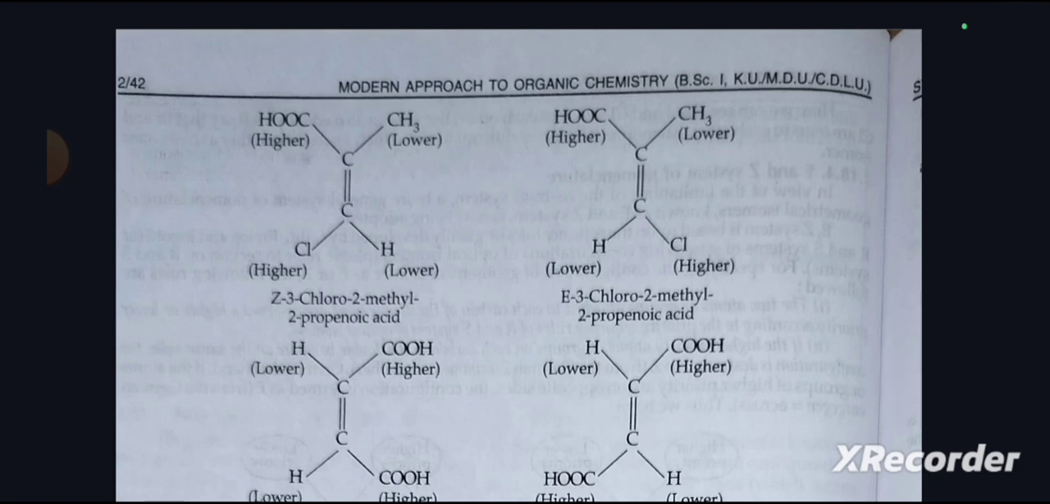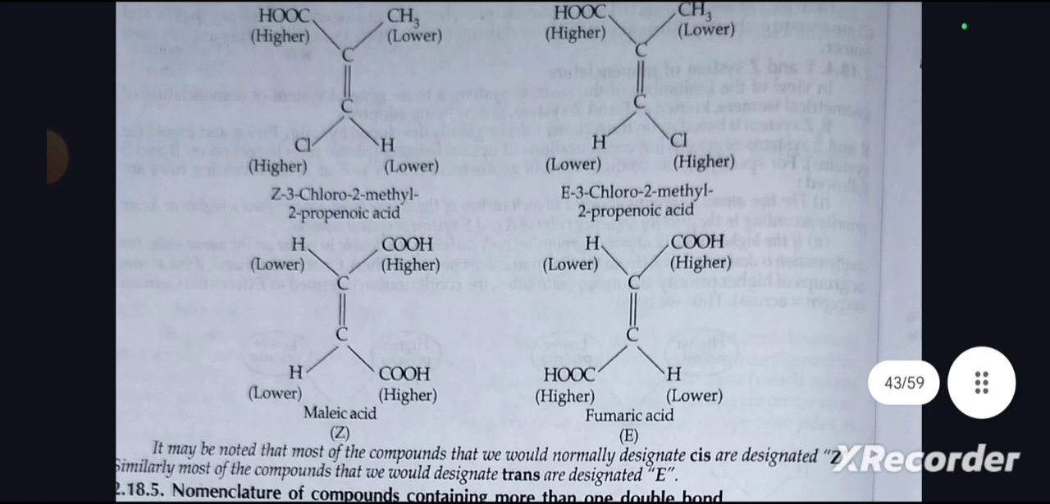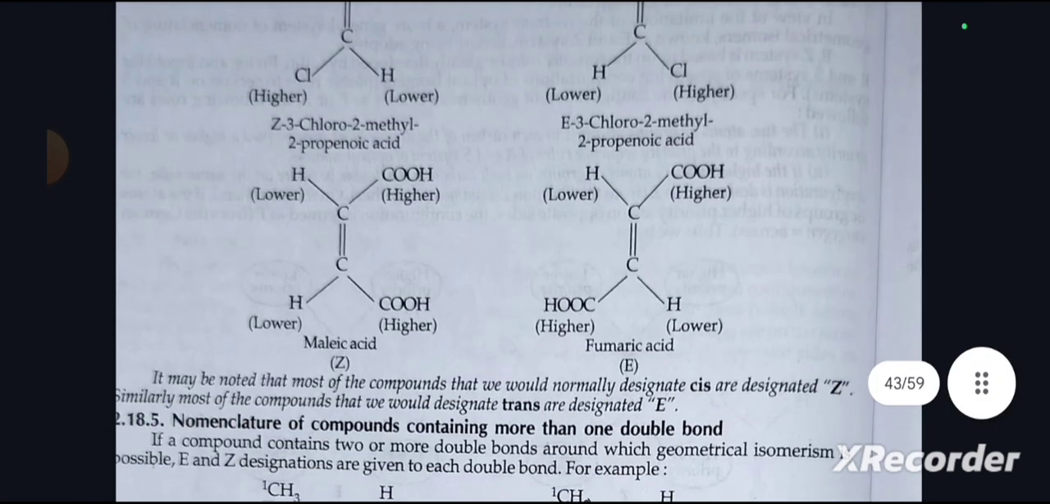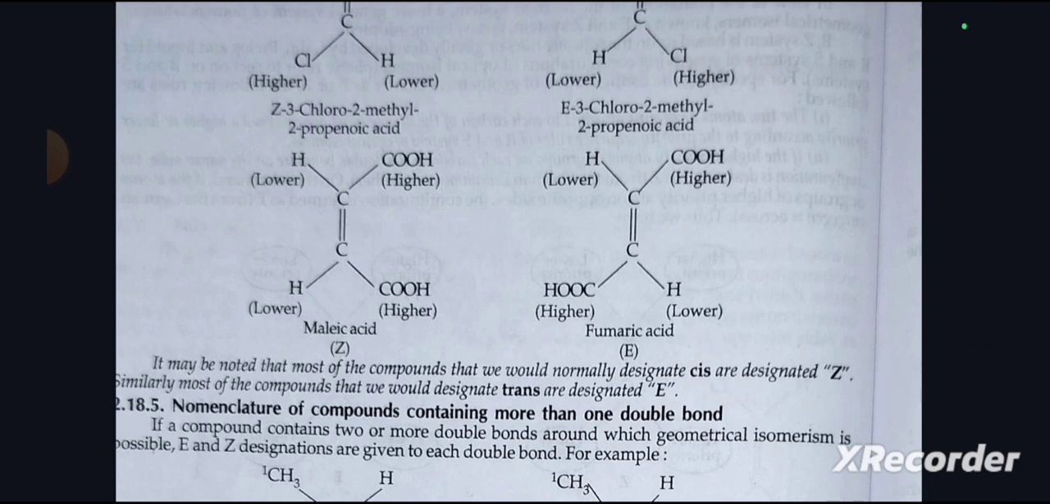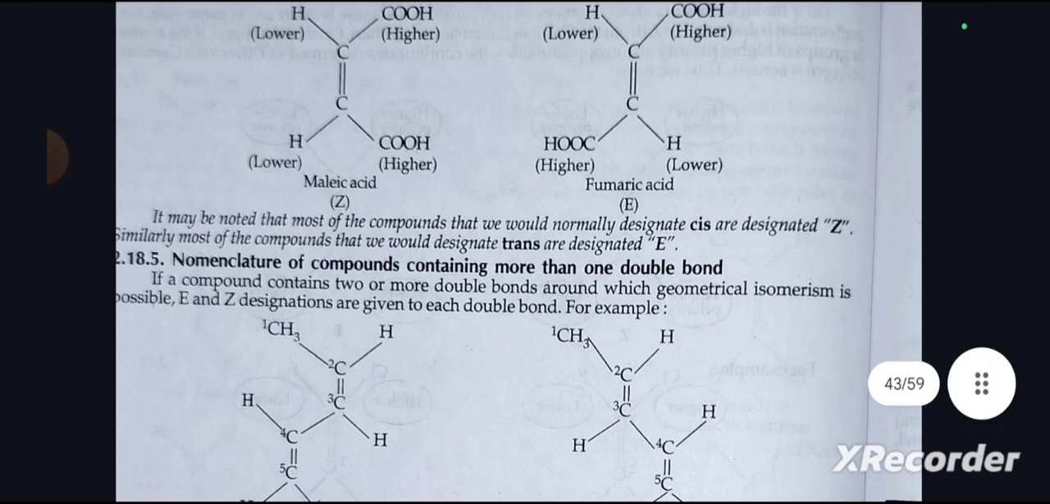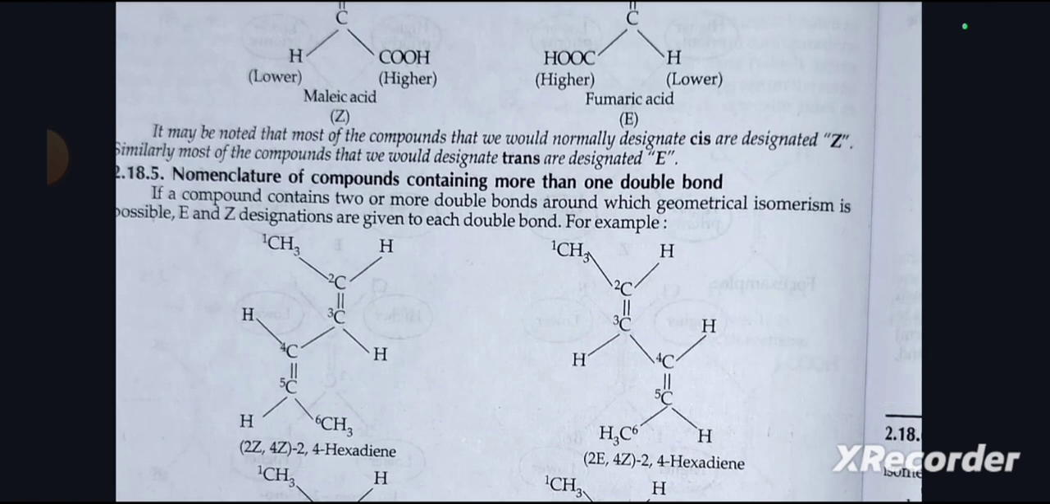COOH higher, CH3 lower, double bond C, Cl higher, H lower: Z-3-chloro-2-methylpropenoic acid. COOH higher, CH3 lower, double bond CH lower, Cl higher: E-3-chloro-2-methylpropenoic acid. CH lower, COOH higher, double bond CH lower, COOH higher: maleic acid, Z. CH lower, COOH higher, double bond CH lower, COOH higher: fumaric acid, E.